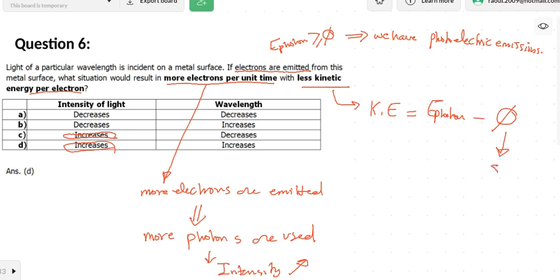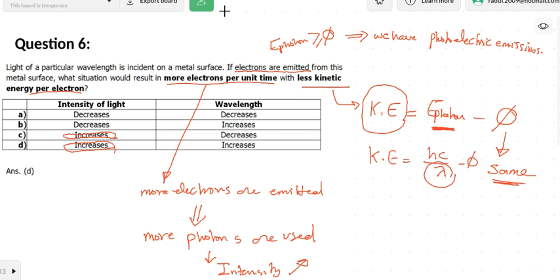Did he change the method? No. So this is the same. The work function does not change, so the only factor which affects kinetic energy is E photon. But I need to know what happens to the wavelength: hc over lambda minus work function. So the wavelength is inversely proportional to kinetic energy. If the kinetic energy is decreasing, and the work function is constant, the wavelength will increase. So it's either this part or this part. So finally, the answer is D, as written in the answer key.